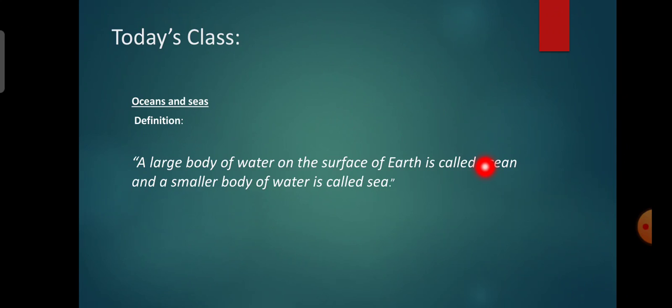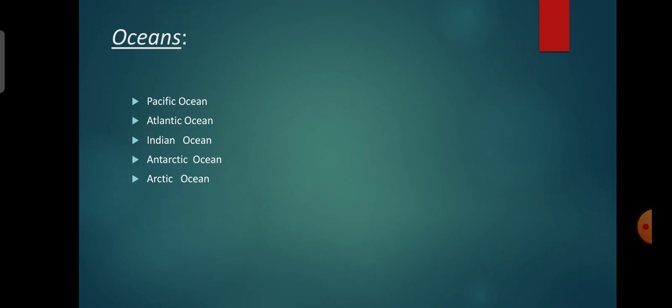Students, in simple words, basically an ocean is bigger than a sea, or a sea is smaller than an ocean. But when we talk about the proper definition, a large body of water on the surface of the earth is called an ocean, and a smaller body of water is called a sea. Then we have oceans, and there are 5 oceans in the world. Number 1 is Pacific Ocean, number 2 is Atlantic Ocean, number 3 is Indian Ocean, number 4 is Antarctic Ocean, and number 5 is Arctic Ocean. Students, the Pacific Ocean is the largest ocean of the world and the Arctic Ocean is the smallest.